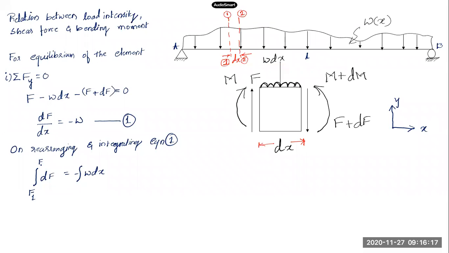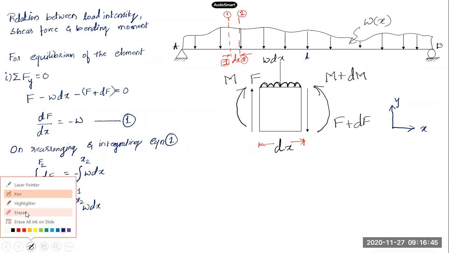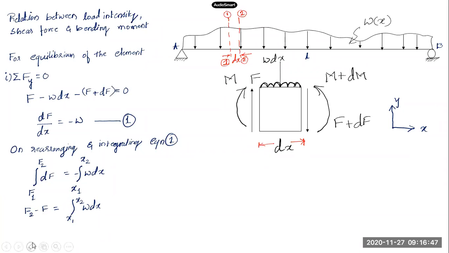Okay, f1 and f2 are the shear force at section 1 and 2, and let us say distances are x1 and x2. These are our limits. So f2 minus f1 will be equal to integration x1 to x2 w into dx here. So the difference in the shear force f2 minus f1 between the two sections 1 and 2 will be equal to the area under the load diagram.